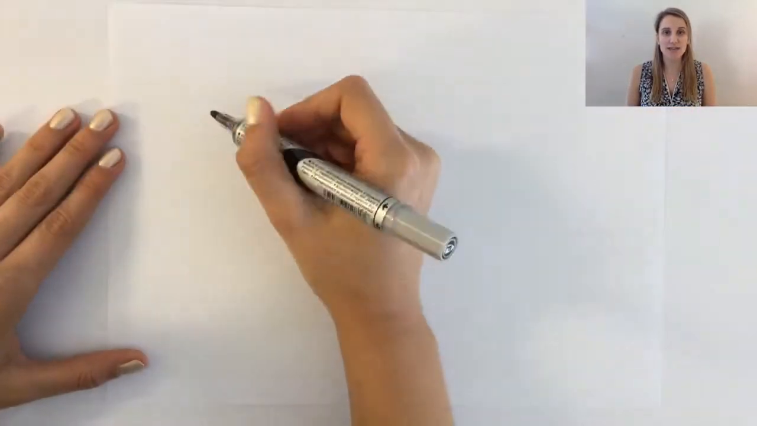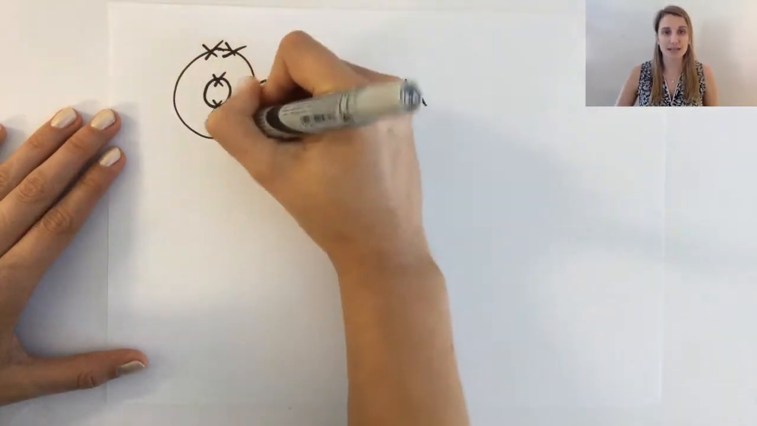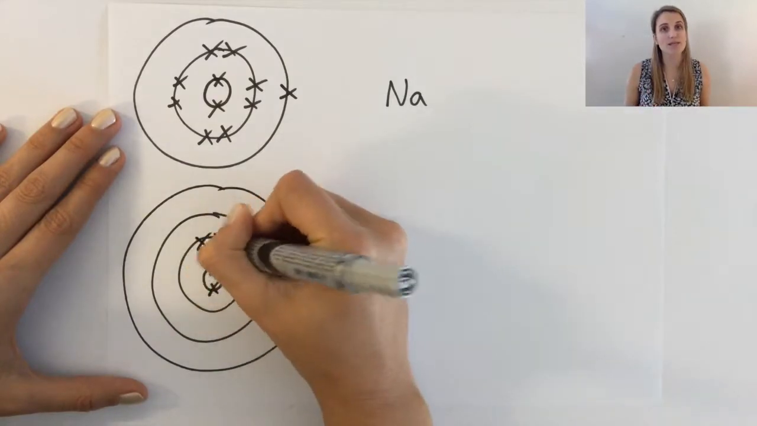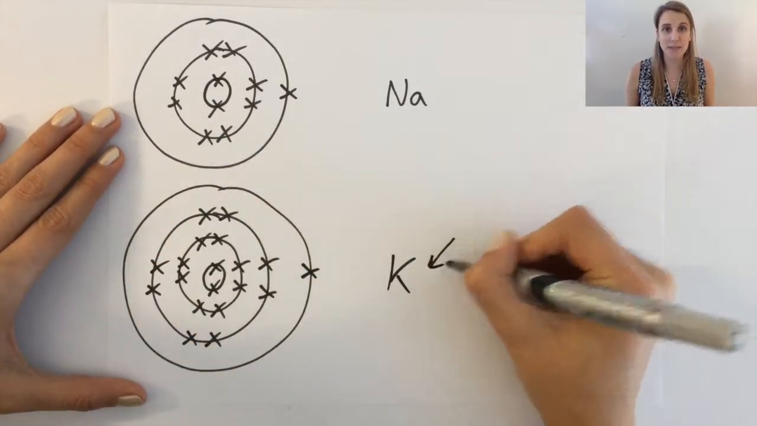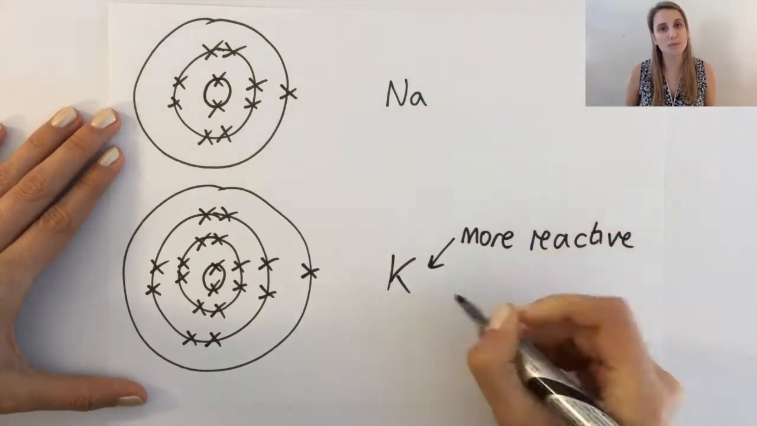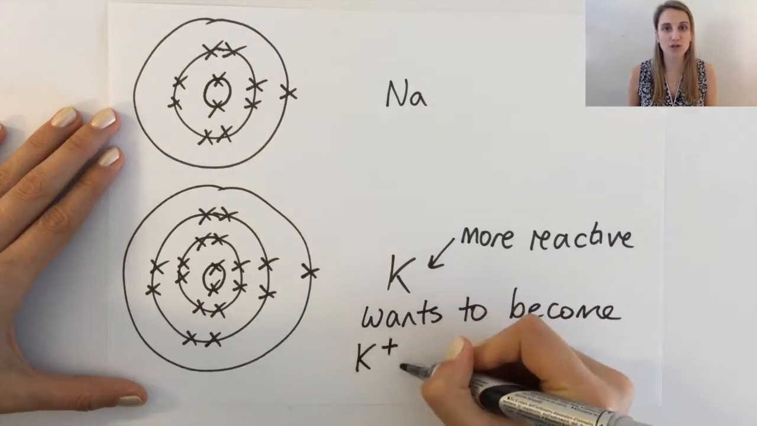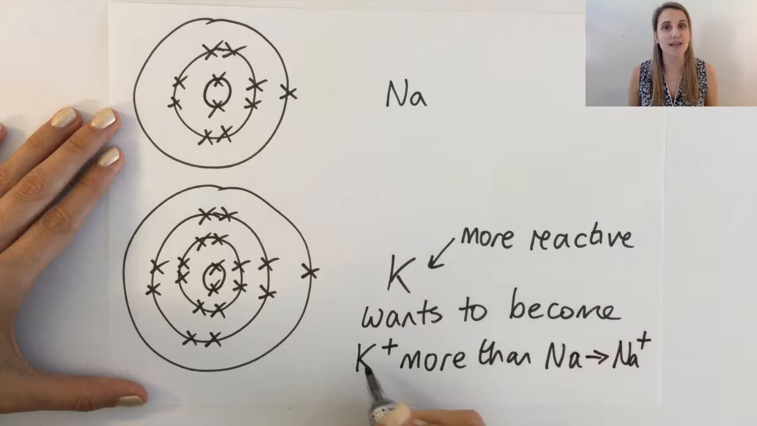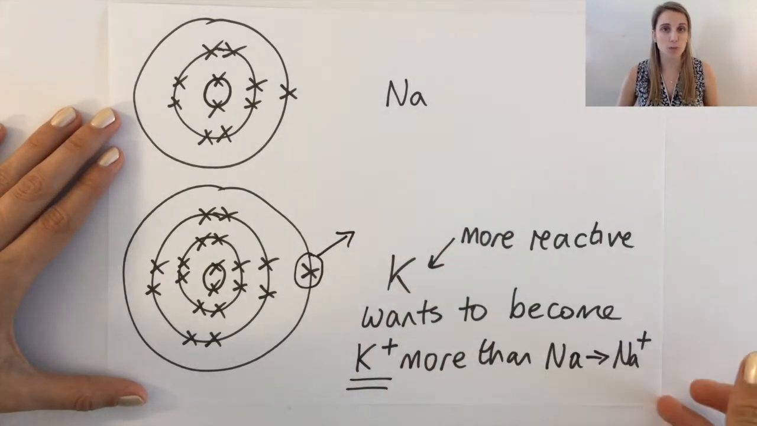What I've got here is the electronic configurations for sodium and for potassium. Now, from previous videos, hopefully you know that potassium is more reactive than sodium. What that means is that it wants to form its positive ion more than sodium does. So that outer electron is more easily lost in potassium than it is in sodium. So if it wants to lose the outer electron more, that makes it more reactive.